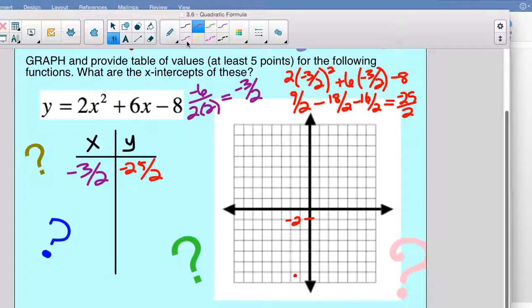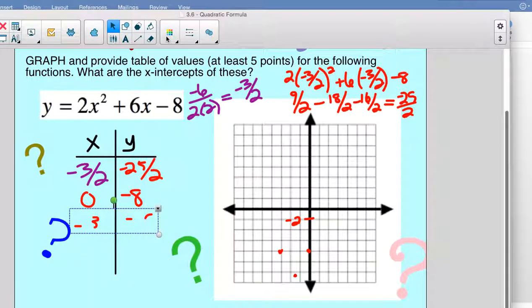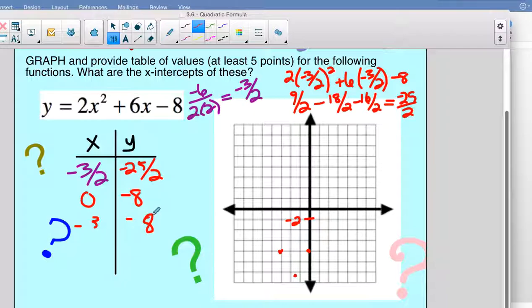If you want to get other points, certainly the y-intercept is easy. So that's going to be plugging in 0, and you'll get negative 8. So 0, and then 2, 4, 6, 8. And if you think about your axis of symmetry, you're 1.5 to the right, you can go 1.5 to the left, and then negative 3 would give you the same thing as 0. So we got negative 3, negative 8. Negative 3, negative 8.